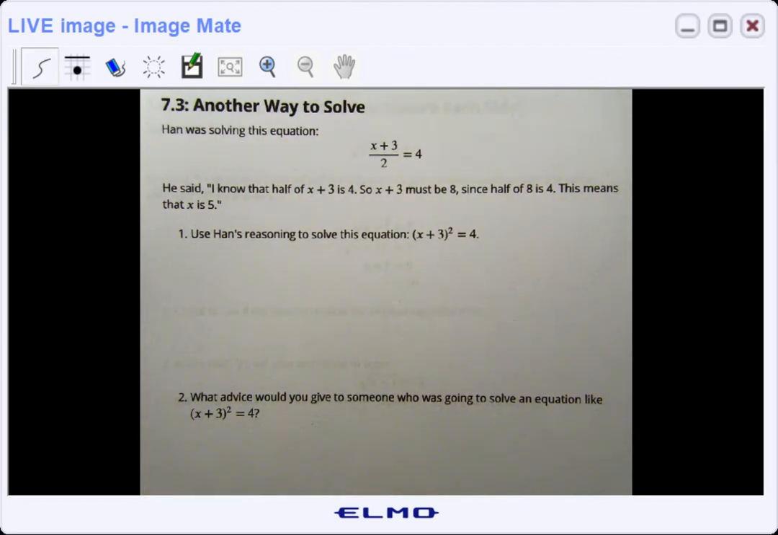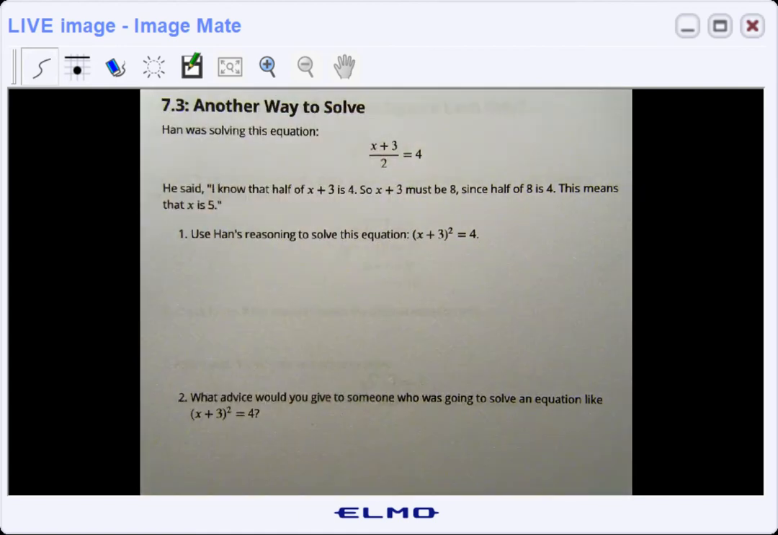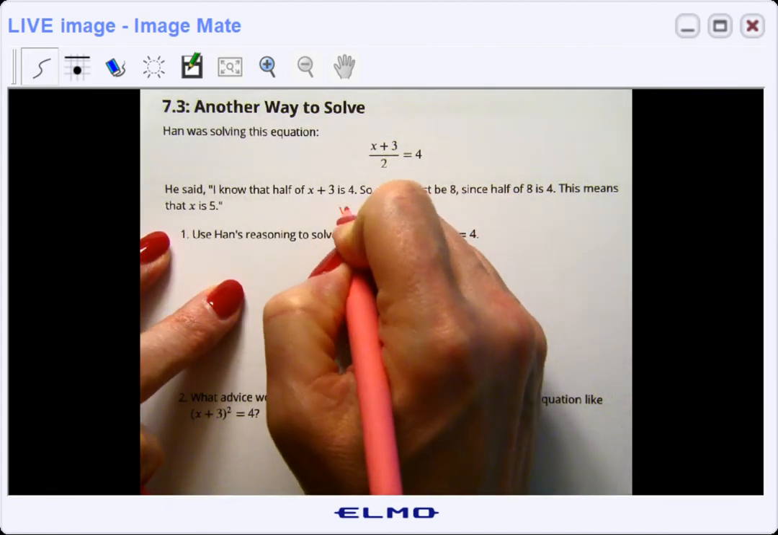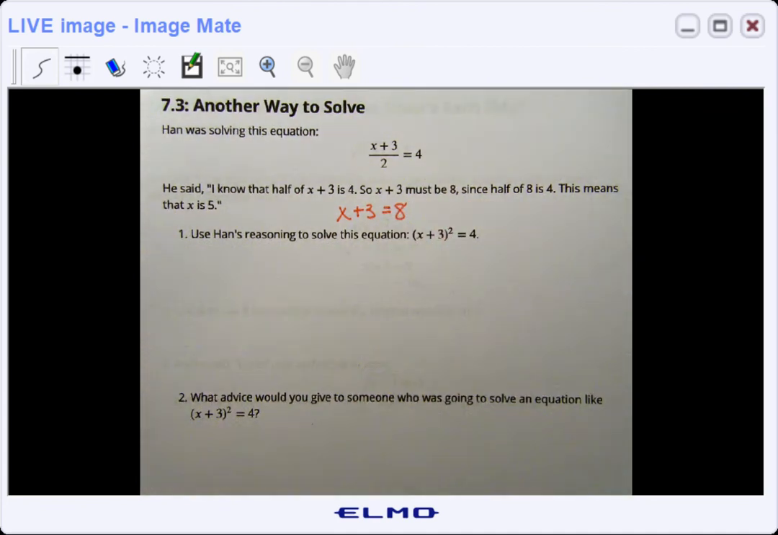So he didn't really do traditional algorithms to figure that out. He just was like, oh, I know 8 divided by 2 is equal to 4. So x plus 3 then has to equal 8. Okay? And he's totally correct.